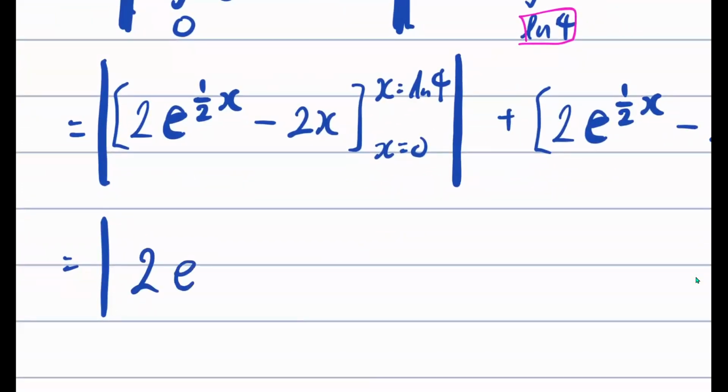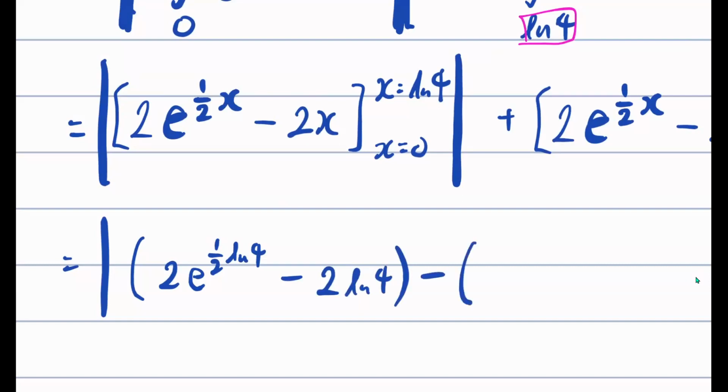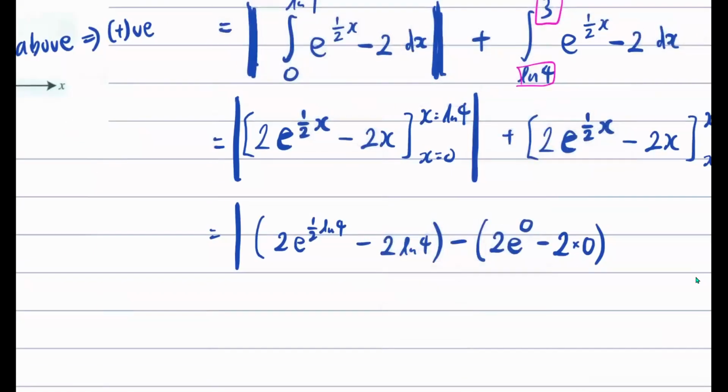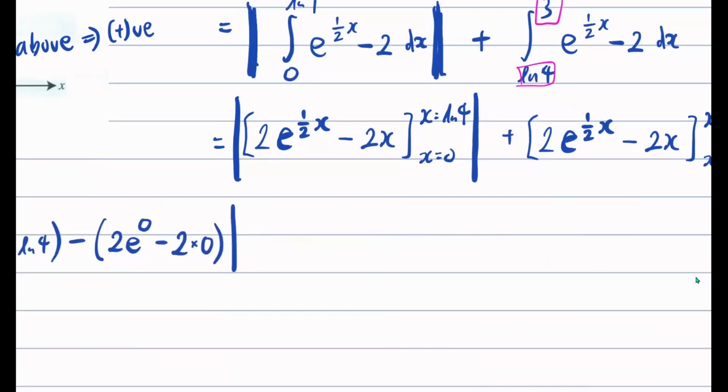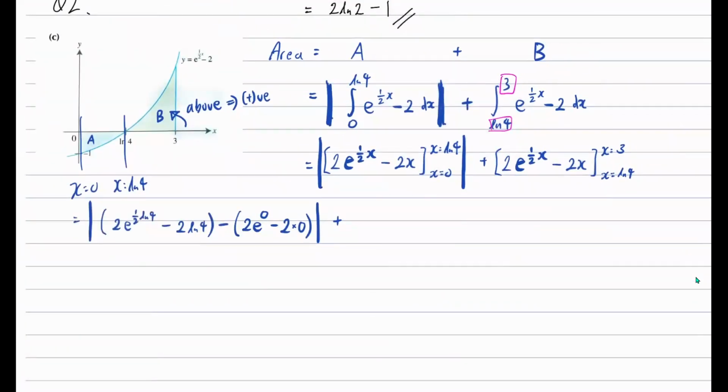So this is 2 times, okay, I need more space. Let me start off with an open bracket. 2e power half of ln 4 minus 2 times ln 4, close the bracket, minus, open the bracket, sub in 2 times e power half times 0 is 0, minus 2 times 0 is 0. Okay, you can write down 2 times 0 and put a modulus close the sign.